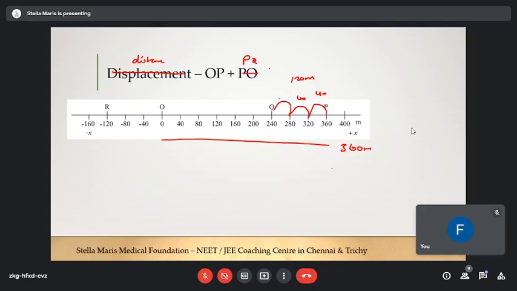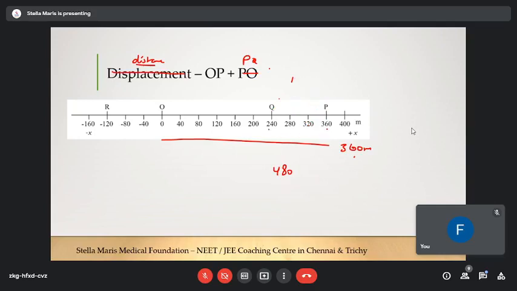So what we'll do is we'll add it up. That is, O to P is 360, then plus 40, plus 40, plus 40. So it becomes 480 to Q. So you understand the difference here? Yes, sir. While calculating distance, we will add it up, because distance always increases. But while calculating position, position can decrease. You understand? Yes, sir.